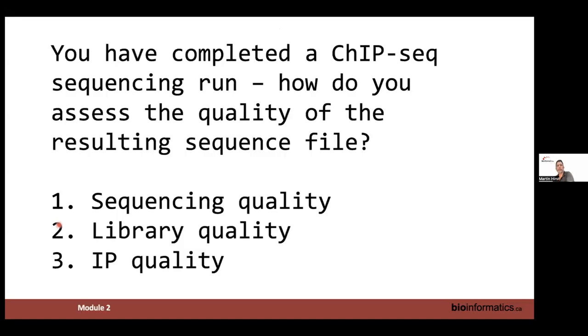Okay, so we've completed our ChIP sequencing run. I've given you some high-level details about how the sequencing run is done. How do we assess the quality of the resulting sequence file? There's really three main areas to focus on. First is the sequence quality, and Edmund will go through using a tool called FASTQC that allows us to assess sequence quality. The second is library quality. So how well did the library sequence? What are some metrics that we can use to assess that? And then finally, the IP quality. And I'll talk about metrics that we use there as well.